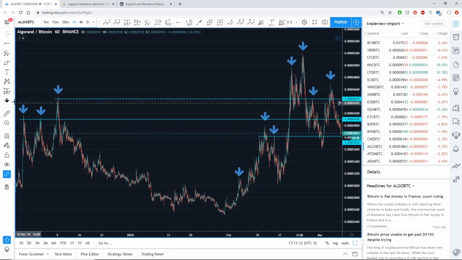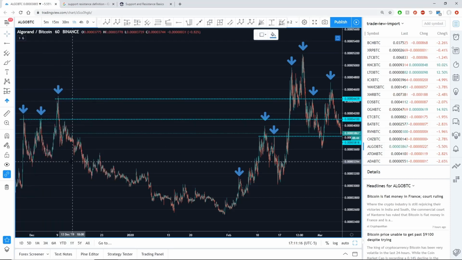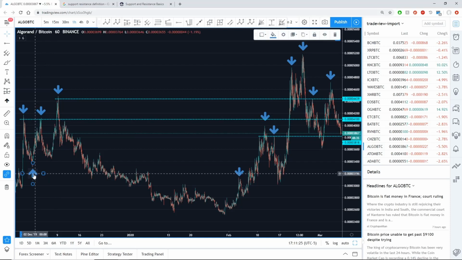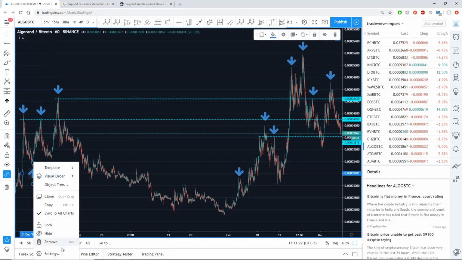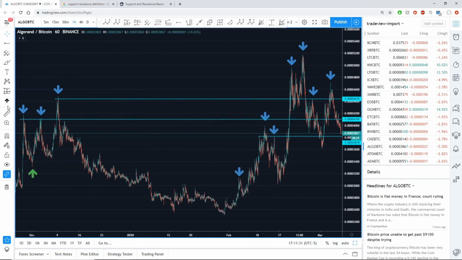Now we're going to do the exact same thing with the support. So starting back here, we're in a downtrend, price keeps moving down, down, down. Eventually it stops here and spikes back upwards. Let's go ahead and change the color of that. And that'll be our first support line.